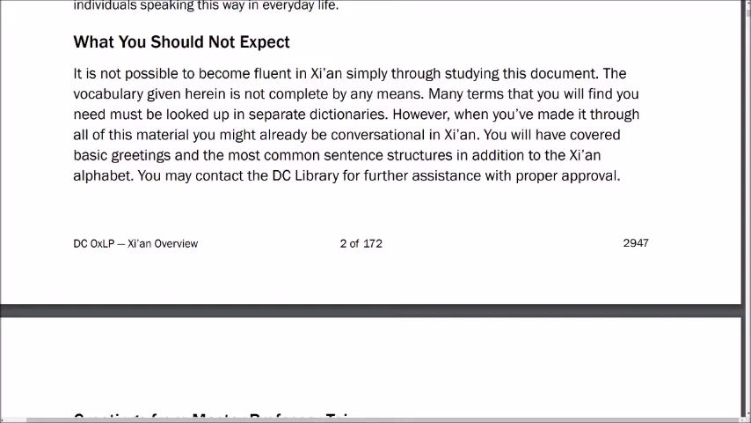However, when you've made it through all of this material, you might already be conversational in Xi'an. You will have covered basic greetings and the most common sentence structures in addition to the Xi'an alphabet. You may contact the DC library for further assistance with proper approval.